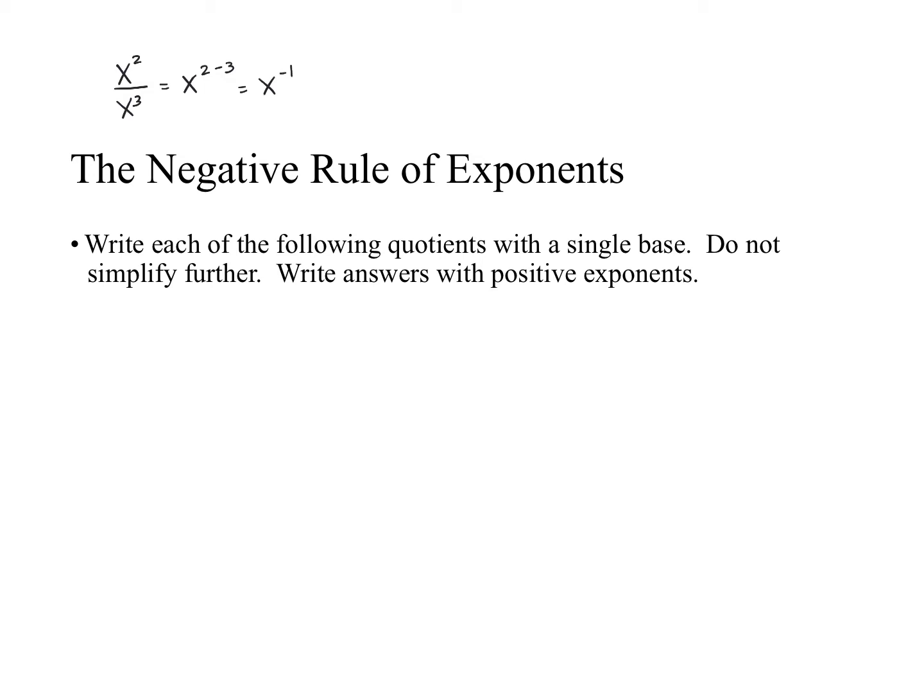So how can I rewrite x to the negative 1? Or we should ask ourselves, really, what does x to the negative 1 mean? x to the negative 1 can be rewritten as its reciprocal, which is 1 over x to the first power, or 1 over x.